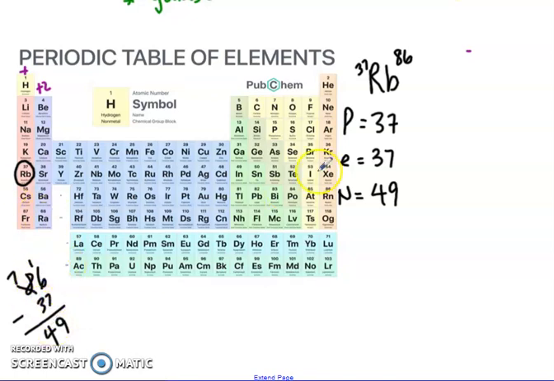Okay, I did my subtracting. Here we go. Protons equal 37. Electrons equal 37 also because it's just an atom. It's not an ion. And then the neutrons equal 49. I subtracted 37 from 86, and that's what I got.